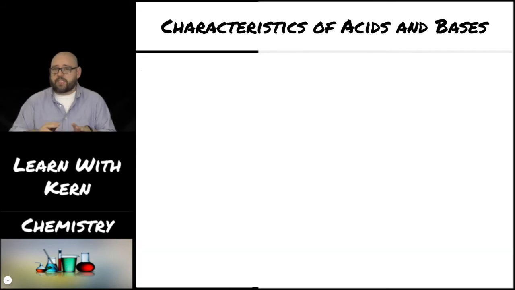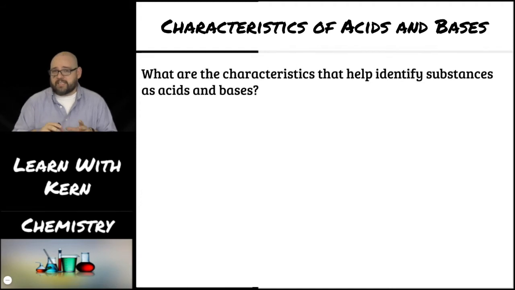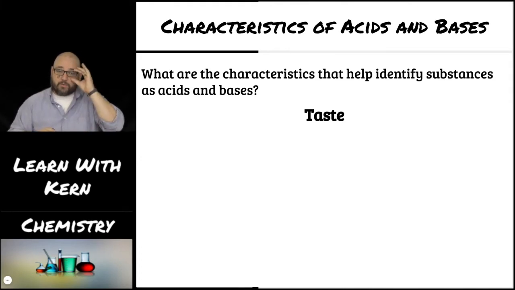So let's talk about some characteristics of acids and bases. How do we define something as an acid or base, or how can we identify it as an acid or base based off some different properties? So first off, taste. Now in an actual chemistry lab, you should never, ever, ever taste any of the chemicals. But if you're at home and you want to know whether or not the stuff you're eating or drinking is an acid or a base, you can tell based off the taste.